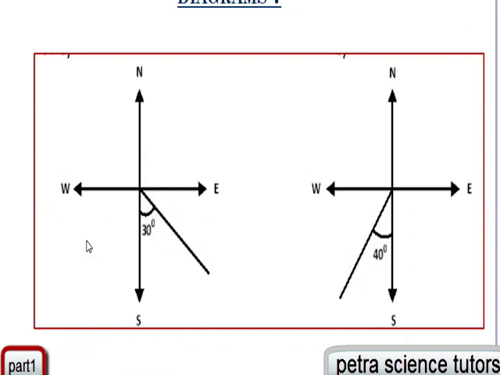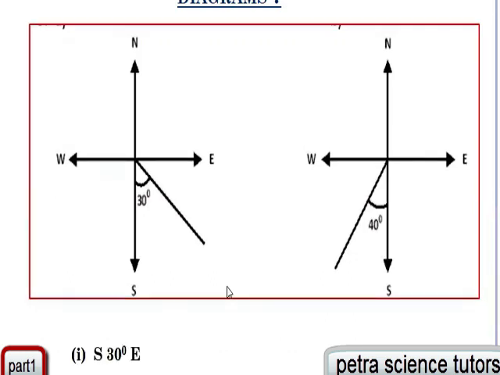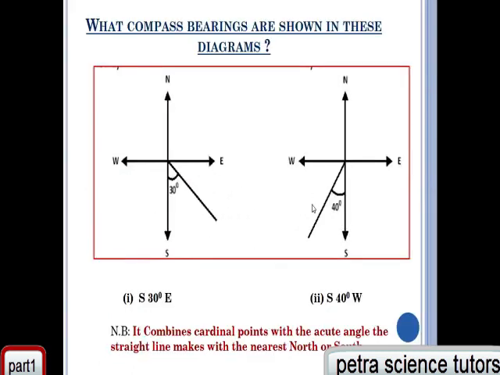Now, an exercise for you. What compass bearings do you think are shown in these diagrams? Okay, so you can see the answers are south 30 degrees east and south 40 degrees west.